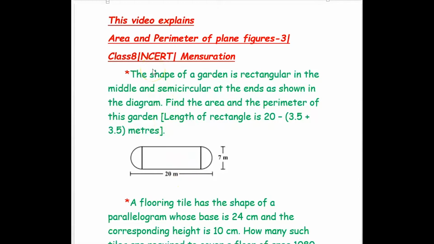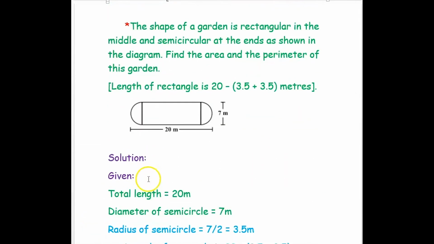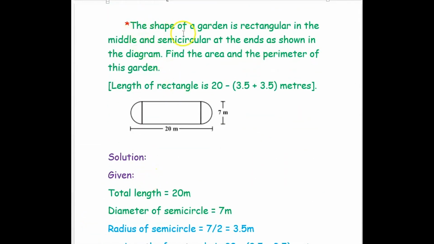In this video, we are going to see how to find the area and perimeter of the given plane figures with various examples. Our first example: the shape of a garden is rectangular in the middle and semicircular at the ends, as shown in the diagram. Find the area and the perimeter of this garden.